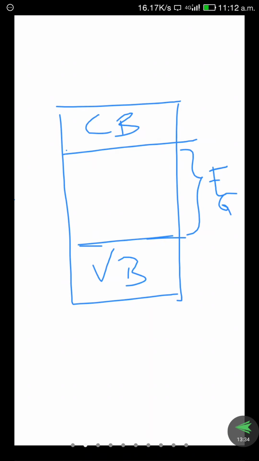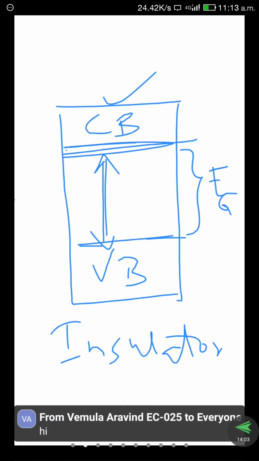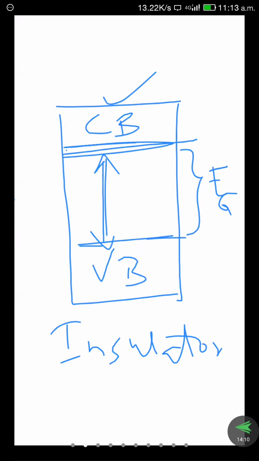So tell me based on this, the energy gap of insulators. The conduction band conducts the electricity from one to another, and the valence band consists of holes, and we have the energy gap, so there is a distance between VB and CB. Sir, can you say once again, sir?